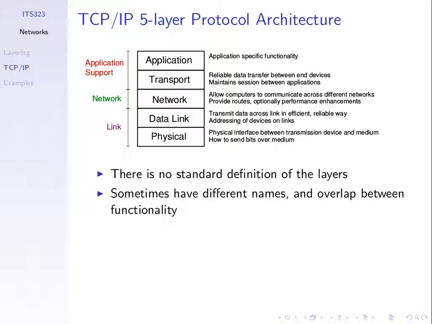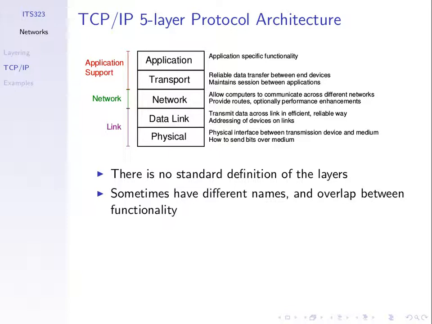There's no standard definition, so the names change. That is, you may see another textbook or someone write on a web page with different names. We will use these, but be aware that sometimes you'll see slightly different names. And sometimes there's some overlap, so it's not clear cut where the layers are separated. But it's very useful to think of all communications from this model of, okay, deal with signals at the physical layer, deal with getting data across the link at the data link layer, deal with getting it across a network, a set of links at the network layer, allowing applications to transfer data efficiently across the network, the transport layer.